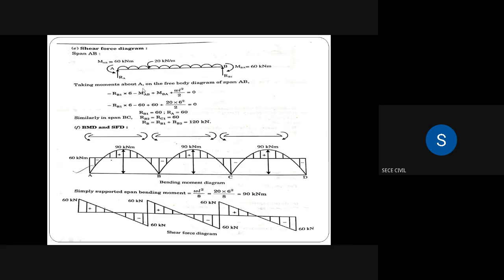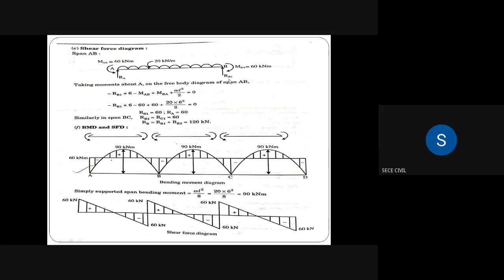Taking moments about point A, because of RB we get an anti-clockwise moment. So minus RB1 into 6, minus 60 for MAB anti-clockwise, plus 60 for MBA. Then because of the UDL we get a clockwise moment, load into distance by 2, so plus WL square by 2, equal to 0. After simplifying this, we get the RB1 value. So RB1 is 60.